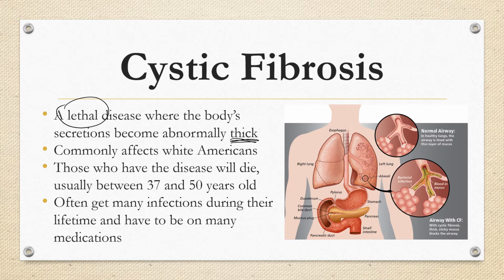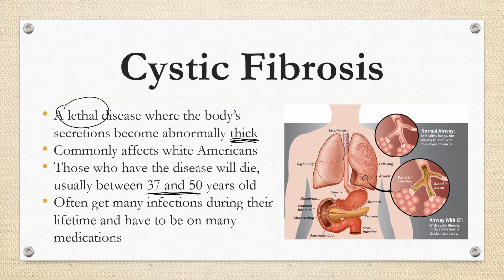So people with this disease in the past would die very, very young, but now we're seeing common lifespans of 37 to 50 years old, or even older if you have really good treatment. What happens is you'll often get a secondary infection like a pneumonia, and so you'll have to be on a lot of medications to protect your immune system, and you may end up succumbing to one of these secondary infections.